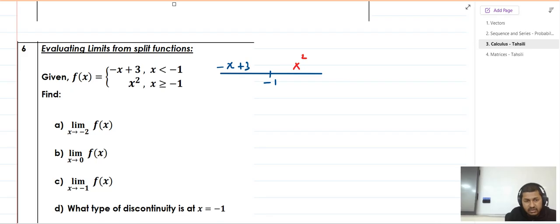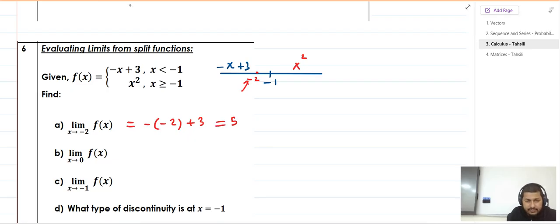Now let's see what they are asking us. Limit as x approaches negative 2. Now remember, negative 1 is here, negative 2 is here. So since negative 2 is here, I'm working with the function which is negative x plus 3. So I will substitute negative 2 into negative x plus 3. When you substitute, put it in brackets. I substituted negative 2 in the place of x, and I'm adding 3. So I have negative negative 2 plus 3, which is 5. I hope you guys understood that.